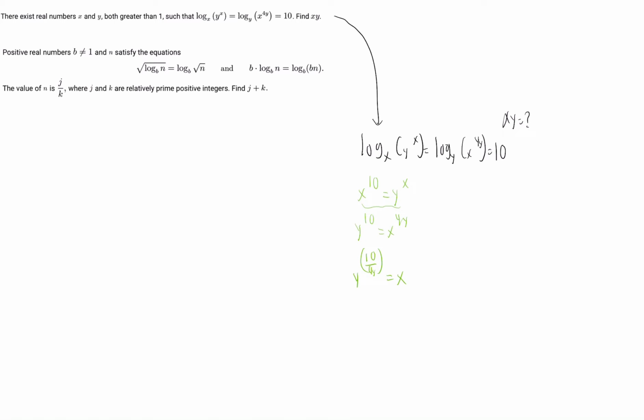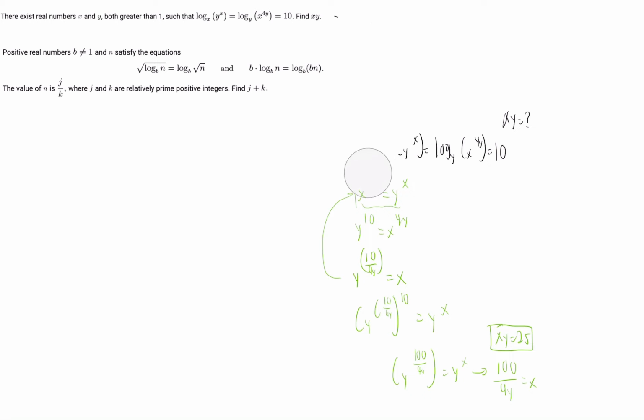Okay, now let's try plugging this into here. So y to the power of 10 over 4y, to the power of 10, is equal to y to the power of x. So y to the power of 100 over 4y is equal to y to the power of x. So equating the exponents, 100 over 4y is equal to x. Expanding, xy is 25. So that's a nice solution to this AIME problem. Let's move on to the next one, which in my opinion is harder.